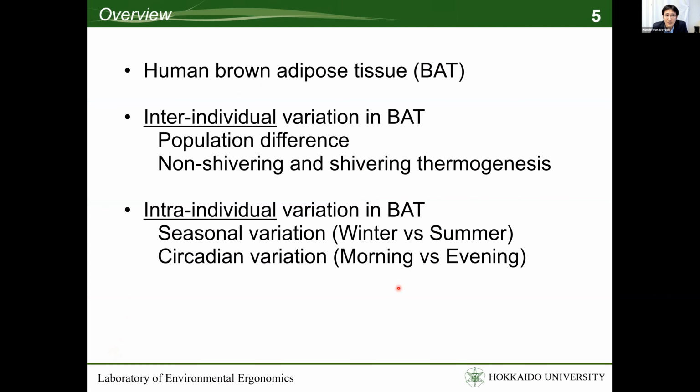Okay, this is the overview of my presentation today. I will briefly explain the human brown adipose tissue. And I will talk about the inter-individual variation in brown adipose tissue, like population differences. And I will talk about the coordination between non-shivering and shivering thermogenesis. And then I will talk about the intra-individual variation in brown adipose tissue, like seasonal variation and circadian variation.